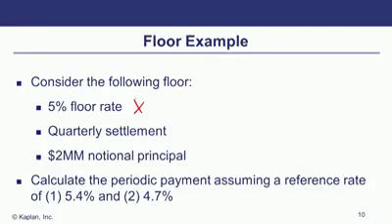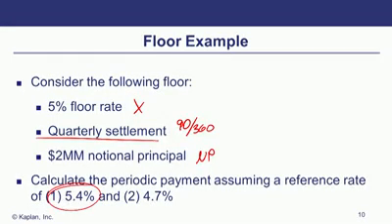Again, our strike will be 5%. Quarterly settlement, so we're talking about a deannualization factor of 90 over 360 and a notional principal of 2 million. So we're looking at two scenarios. Scenario number one, LIBOR is 5.4, strike is at 5. Clearly, that's not going to be advantageous. This is where our put option will be out of the money, simply because nobody would want to exercise to receive 5% whilst paying 5.4 if they had the choice.